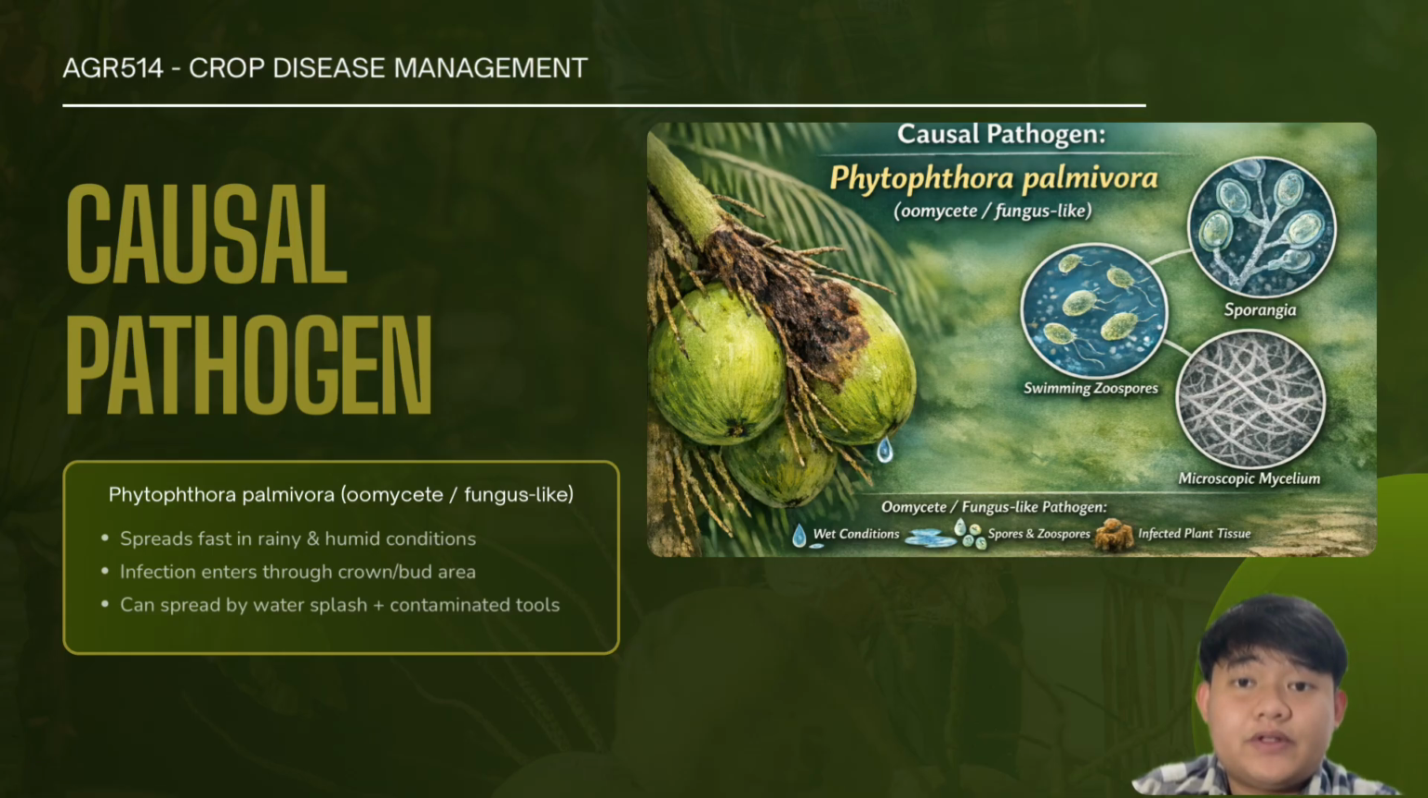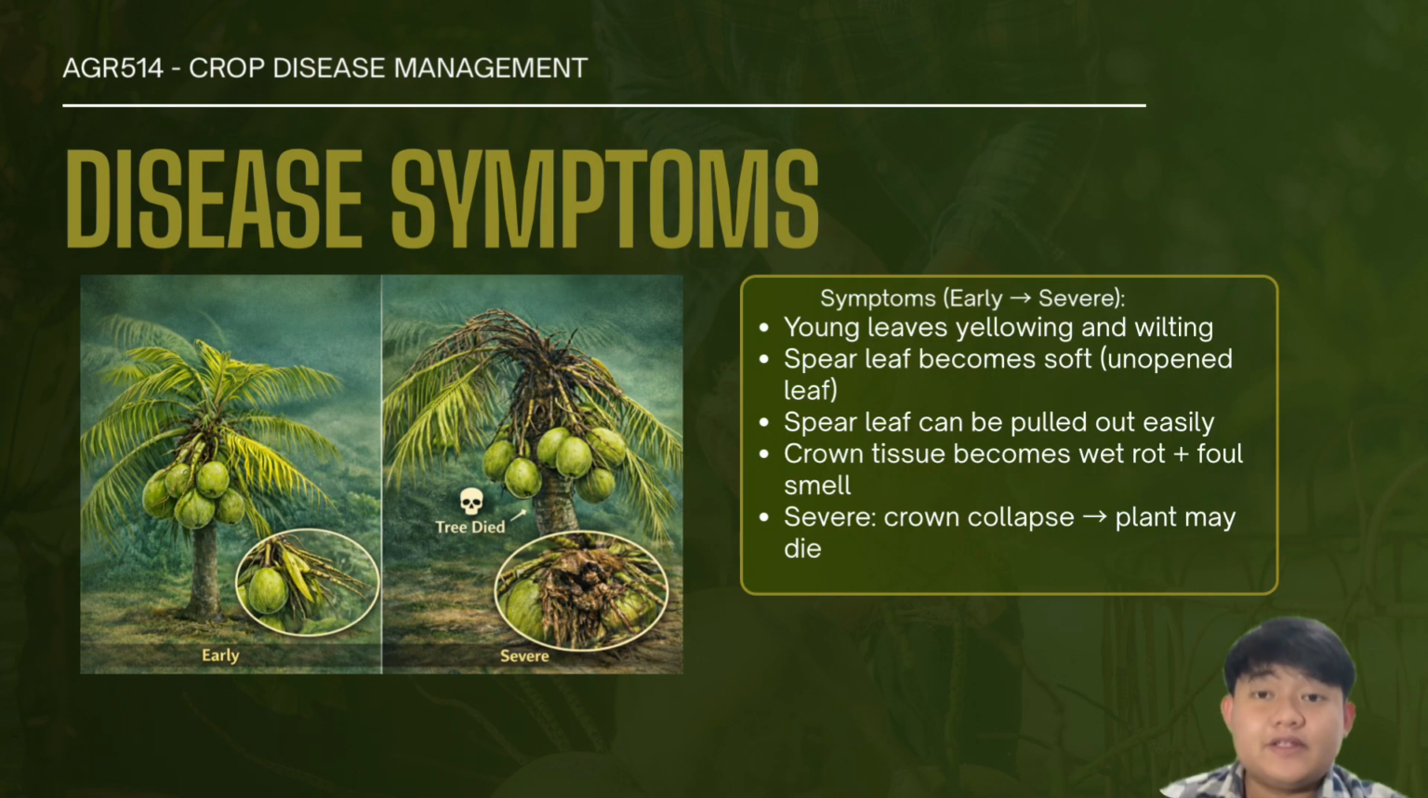For the causal pathogen, bud rot in coconut is mainly caused by Phytophthora palmivora, which is an oomycete, also known as a fungus-like pathogen. This pathogen becomes more active in wet and humid conditions, especially during rainy seasons. It spreads through water splash, contaminated tools, and infected plant parts, and it usually infects the coconut palm at the bud or crown area.